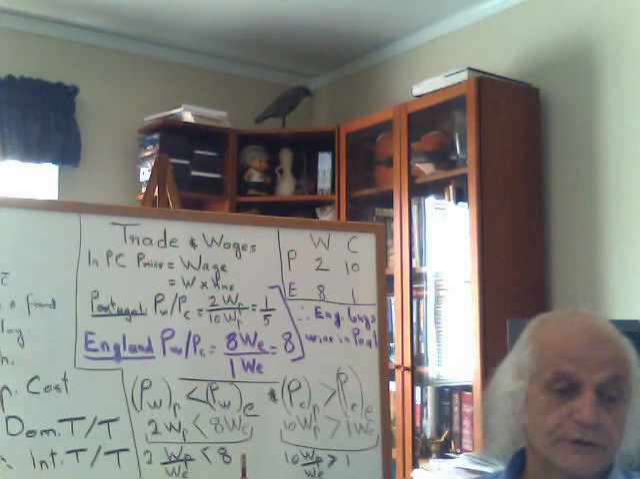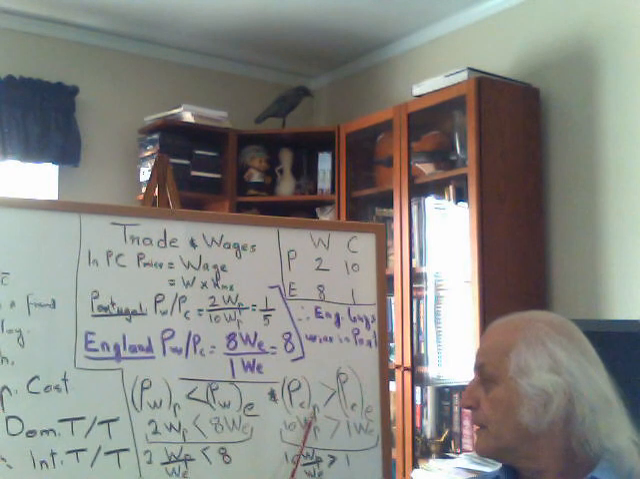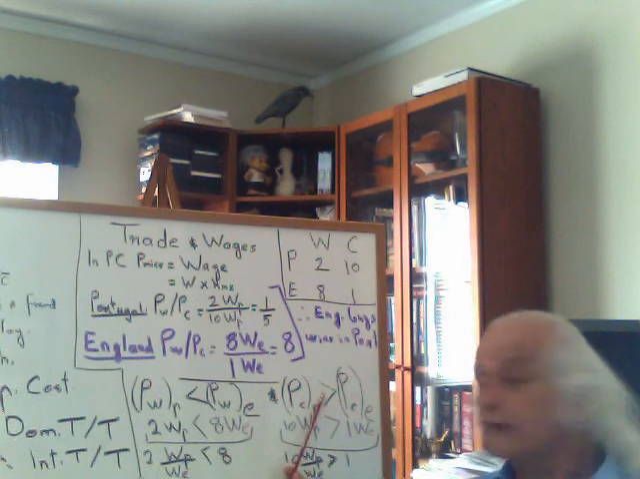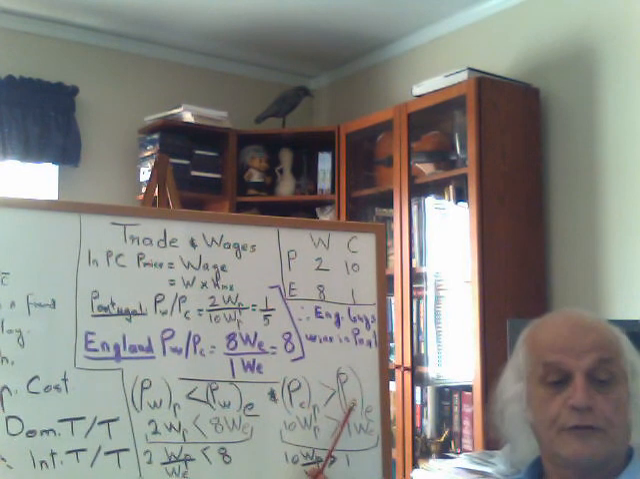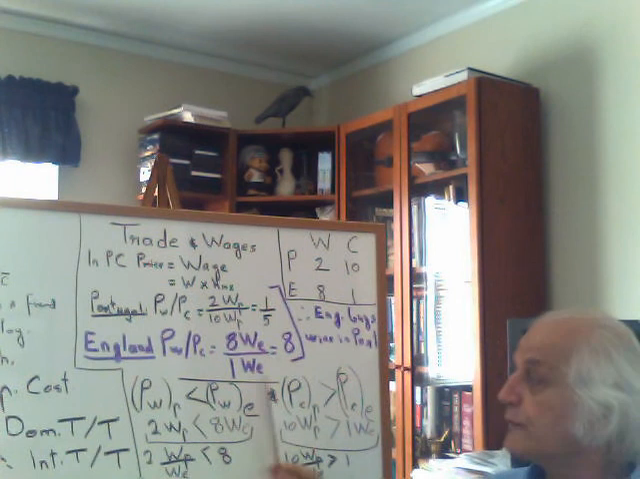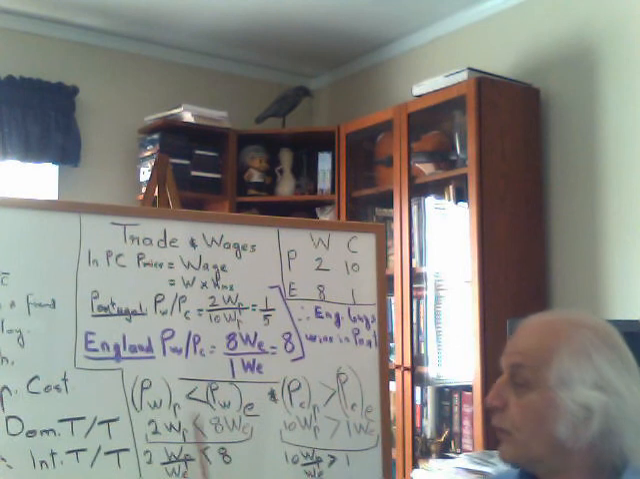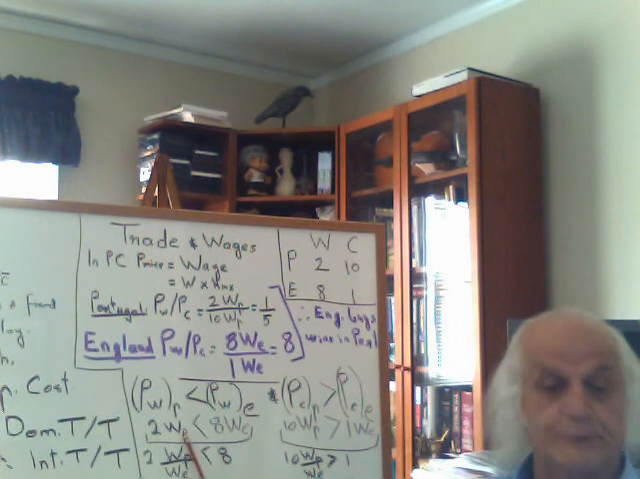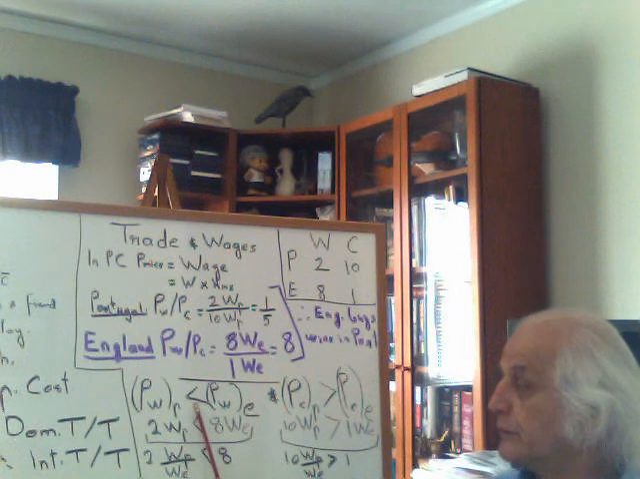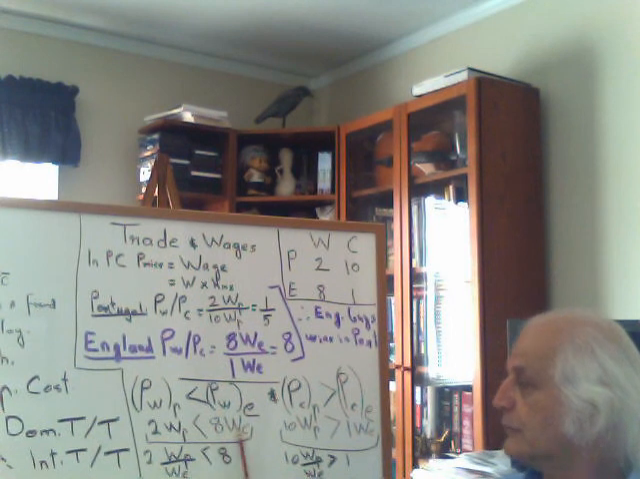Now, there's the other commodity, which is exactly the reverse. We're going to be saying that the price of cloth in Portugal is greater than the price of cloth in England. And that's it. Now all we have to do is go ahead and plug in these figures. So what is the price of wine in Portugal? Remember, it's 2 W sub P. And this is going to be less than the price of wine in England, which is 8 W sub E.